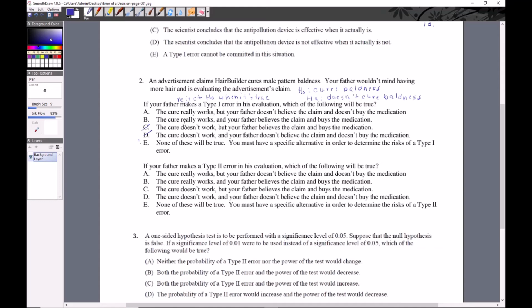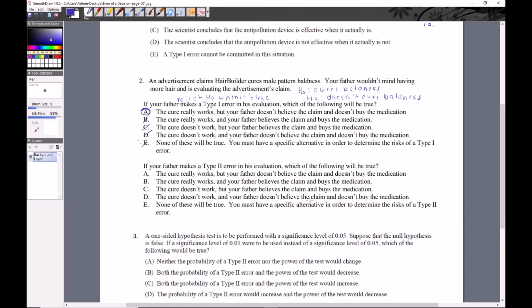All right, let's check the other one. The cure really works and your father believes the claim and buys the medication. No, that's not it. All right. So the cure really works and your father rejected it, doesn't believe the claim, and doesn't buy the medication. So that would be your correct answer. So that would take E off of here too, and that's out as well.